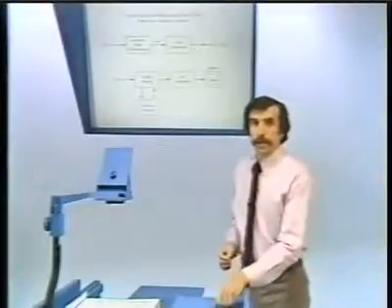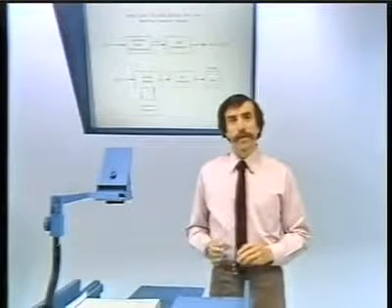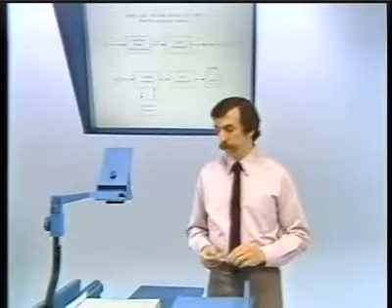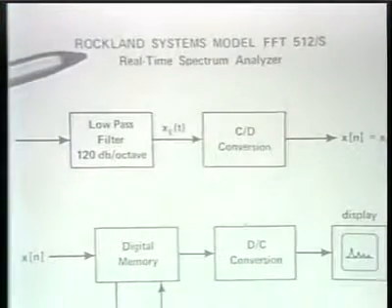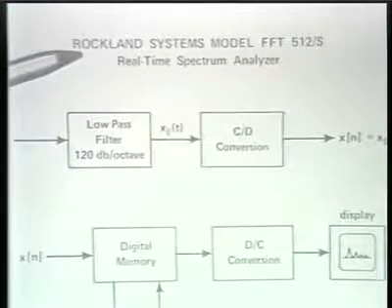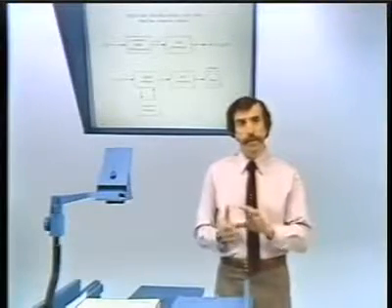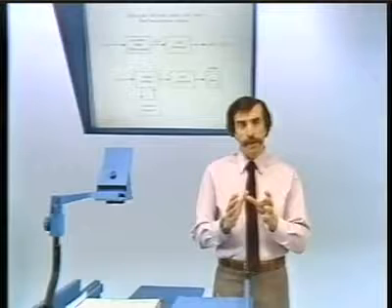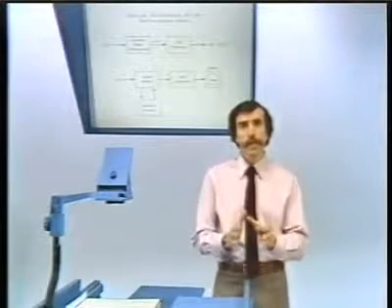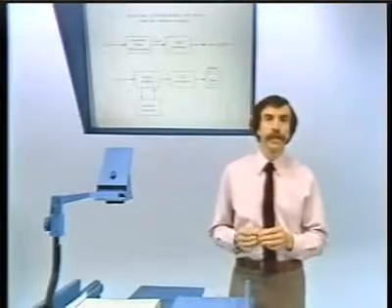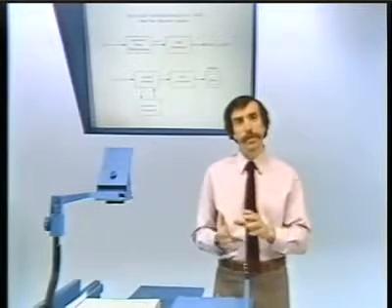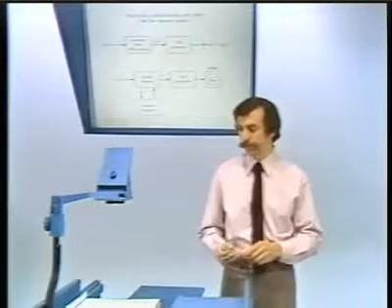Okay, well, now let's go to the overhead projector and take a look at a block diagram of the spectrum analyzer. The specific spectrum analyzer that we're using in the demonstration is made by Rockland Systems, referred to as the Rockland Systems Model FFT512. And basically, the idea is to sample the incoming waveform, convert that into digital form, and then the spectrum, in fact, is computed digitally using a microprocessor.